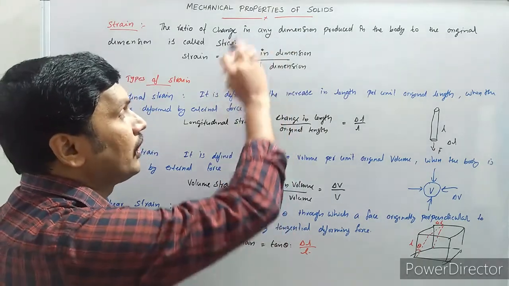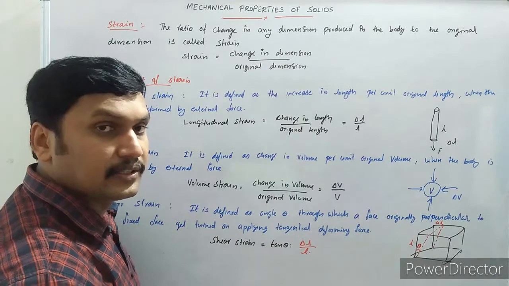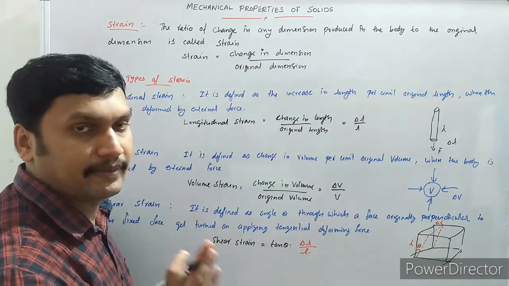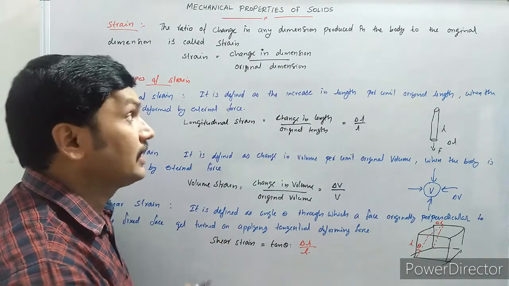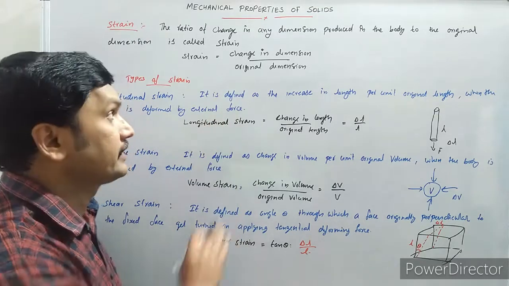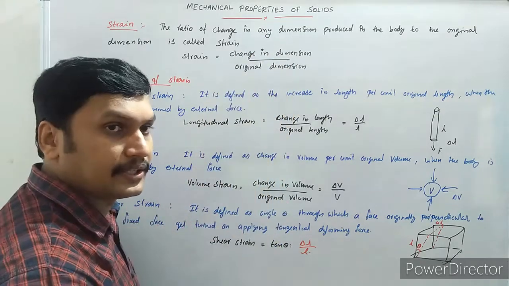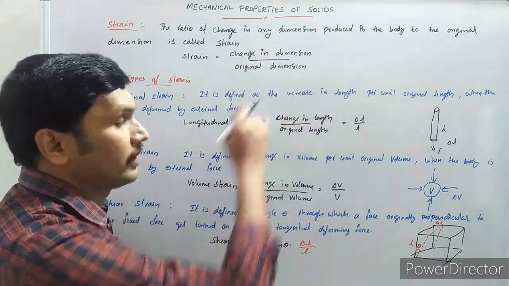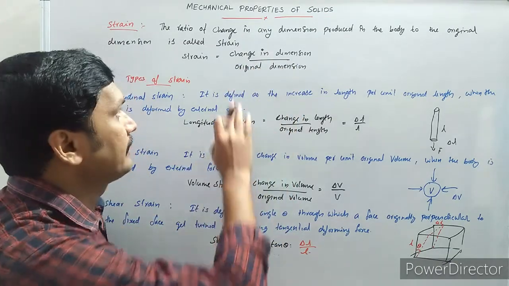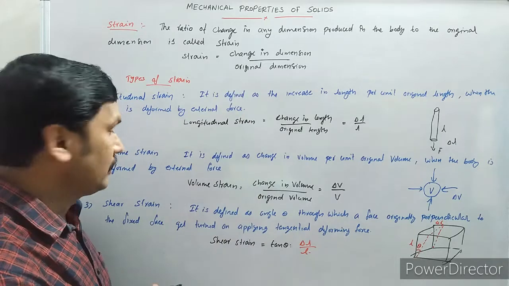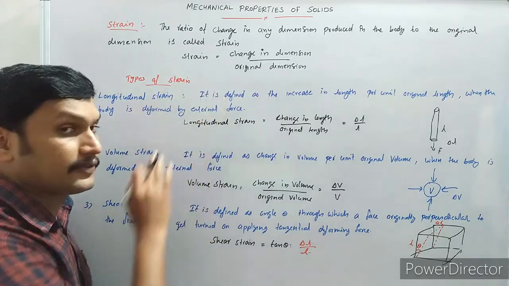So it's the ratio of two similar quantities. So there is no unit and dimension for the strain. Strain has no unit and dimension. It is a ratio of change in dimension by original dimension. The ratio of two same quantities. So there is no unit and dimension for strain. Now let us see what the different types of strain are.